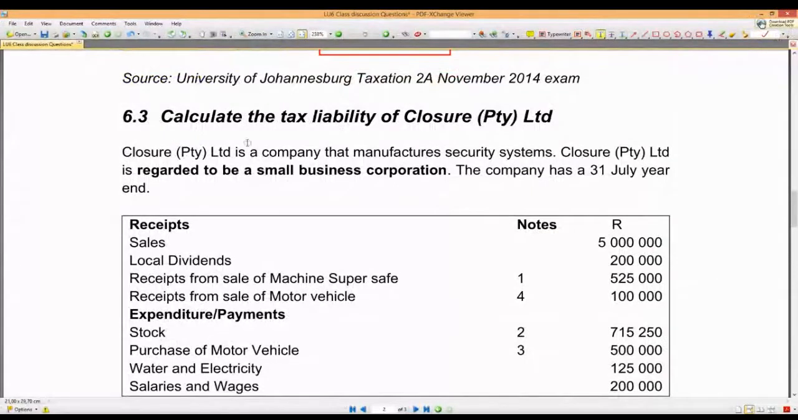So the first thing you had to see in the opening paragraph is this company is a small business corporation. It has a year end of 31st of July. So because it's 31st of July, it means our year would run from 1 August up to 31st of July. Okay, now if you read small business corporation, what does that mean? What do you need to look out for? Small business corporation, there's two things that need to go off when you read small business corporation. What are the two things you need to see?